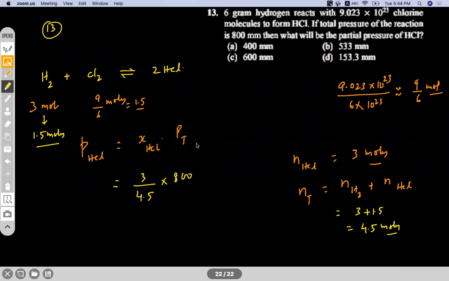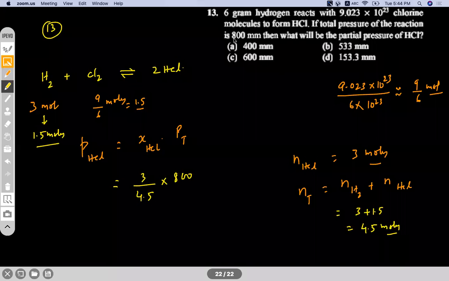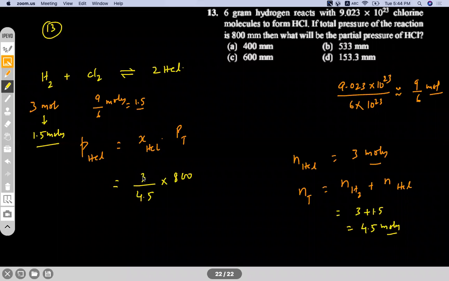I think the total pressure is given, is it? Yeah, 800 is given. So it is 15, and this, I think we're getting 1.5, and then 8,000 divided by 15, and that would be 500 something. It is 533 mm approximately I'm getting. Isn't it? Looking at the options, 533, is it fine?